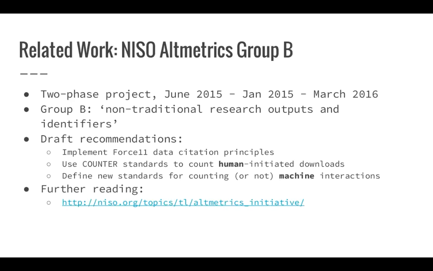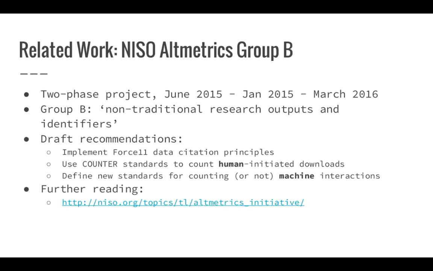And one interesting idea that they had was that we should be using COUNTER standards, which are already in place for a consistent approach to measuring the downloads of academic articles from the scholarly literature. We should be using them for human-initiated downloads, but instead of ignoring the machine-initiated downloads, that we should find a new set of standards for deciding which of those we value and which ones we want to count, which ones we want to exclude.